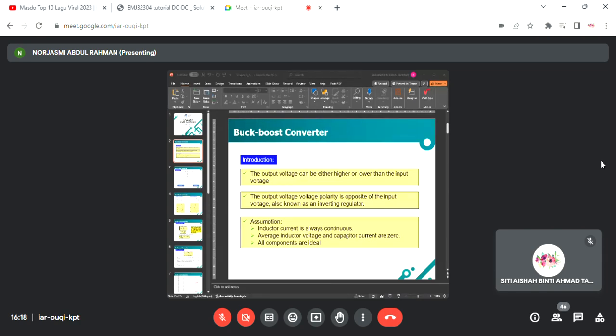In order to analyze the converter, we have to make some assumptions. The inductor current is always continuous, and we analyze the converter in the steady state region, not the transient region. The average inductor voltage and the capacitor current are zero, and all components are ideal. There are no parasitic losses within the components.